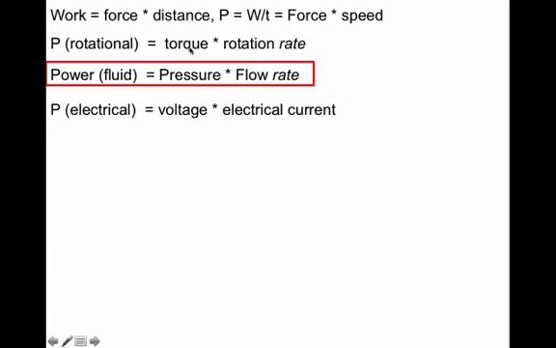Torque is how hard you're trying to turn something. So the power you put out on your bicycle is how hard you're pushing your legs around times how fast your legs are going around. Power for a fluid is going to be how much pressure is pushing the gas times the rate at which the gas flows, or the water, if that's the case. And we'll learn later that electrical power is how hard you're pushing the electricity, the voltage, times the rate of current flow, of electron flow.